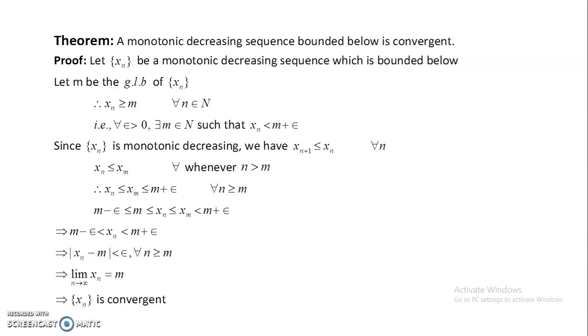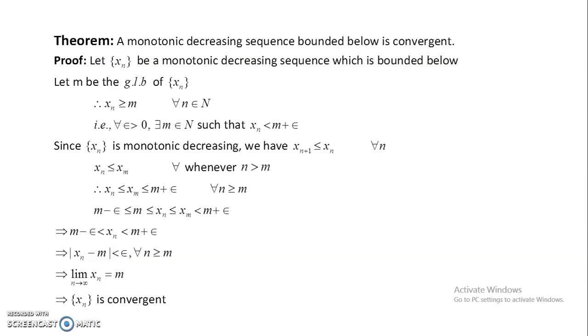Since the given sequence is monotonically decreasing, we have the condition that xn+1 is less than or equal to xn for every n. So when you compare with xm, xn is always less than or equal to xm whenever n is greater than or equal to m only. That is a provided result.